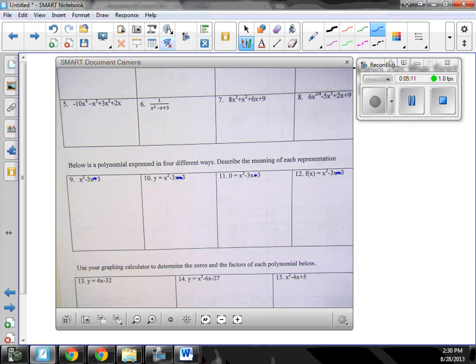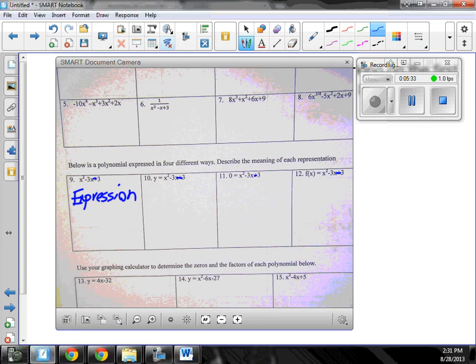The first one, what do we call a polynomial without an equal sign? I'll give you a hint. Look at the directions to the first problem. It's called an expression. So that's an expression. Number 12, you know the name of. F of x equals, that says that it's a function. So number 12 is a function.